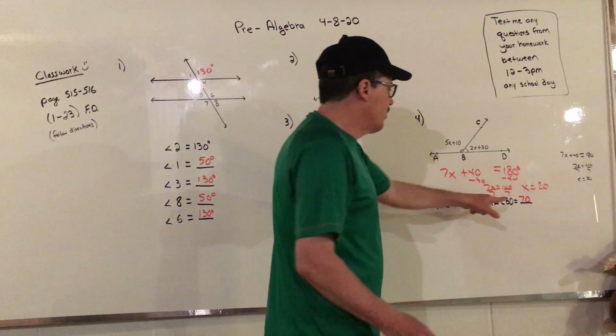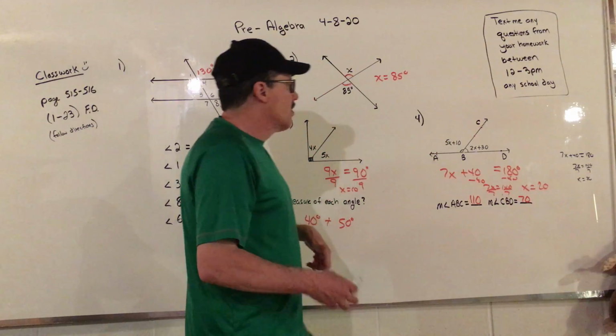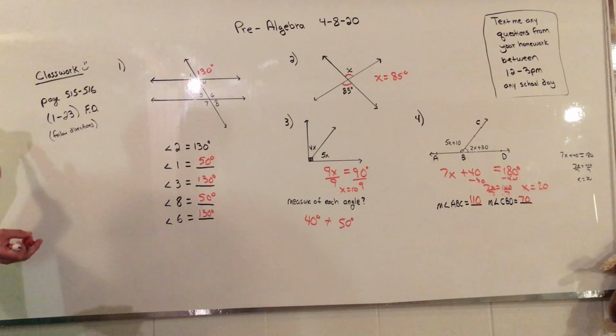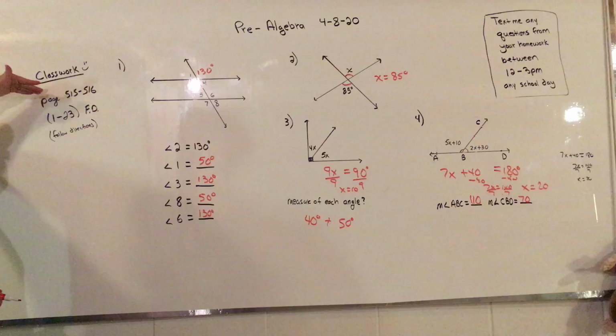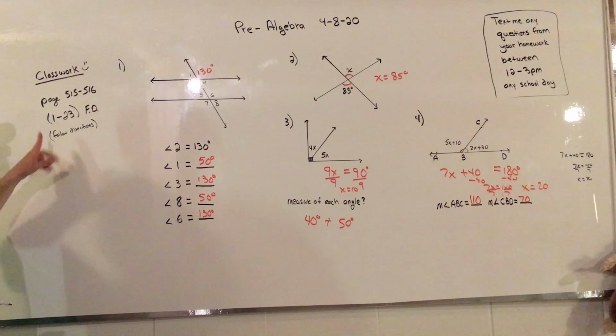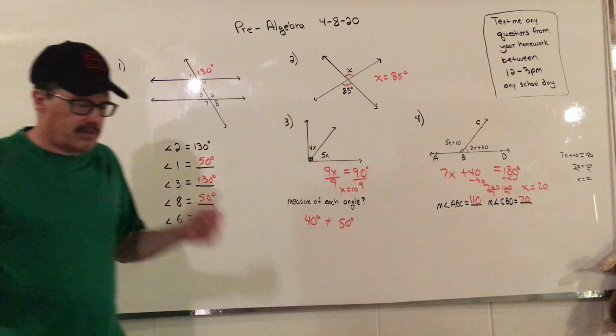And again, when you add these two together, this time you better come up with 180 because that's what kind of angles they were. So your homework today is right here. It's not homework actually, it's classwork. It should only take you about a half hour to do it. It's page 515 through 516, 1 through 23, follow directions, and you just need to have that done by 3 o'clock tomorrow, and enjoy your day.